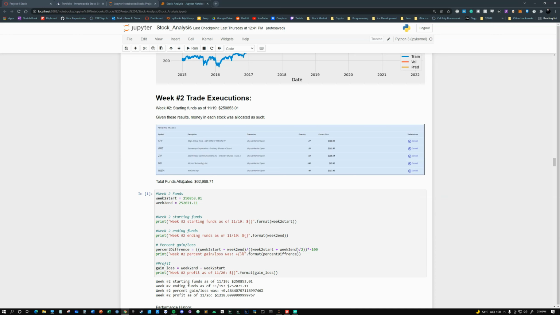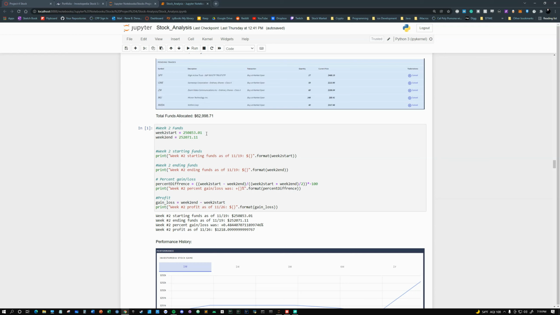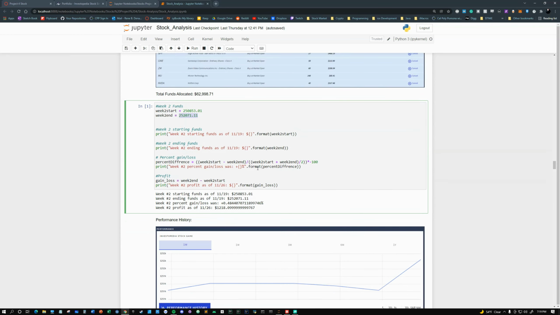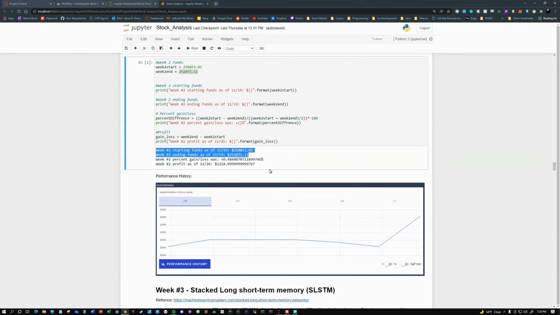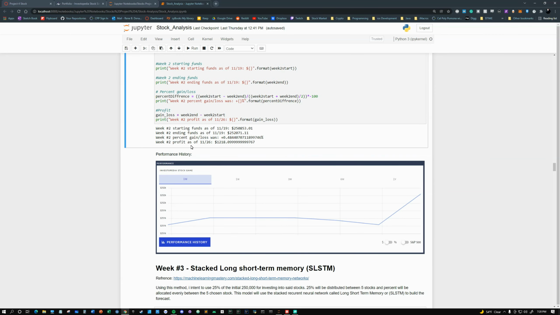Total funds allocated for this week was 62,998. So here we see from the previous week we're at 250,853 to start off week two. We ended week two at, wait, was this? Sorry about that. Yeah, 252,071. Again, it's all right here. So we essentially came up on another profit. And in terms of percent, that profit was 0.48, which turned out to be 1,218.